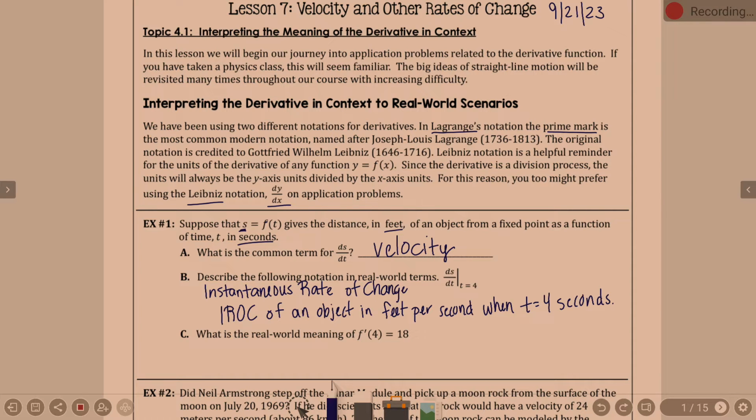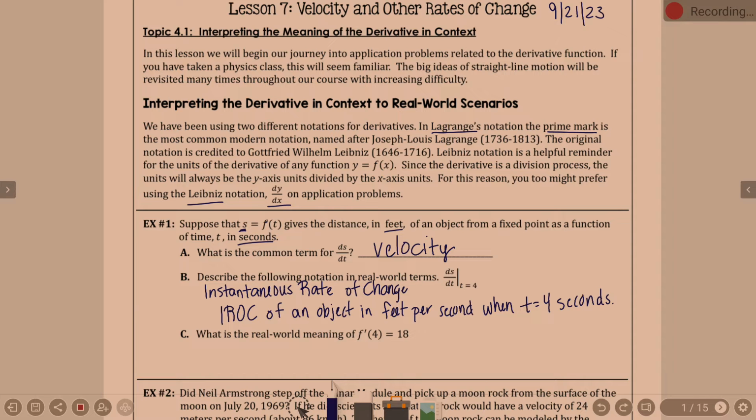Thoughts on the real world meaning of f prime of 4 equals 18? When time equals 4, the instantaneous rate of change, in feet per second, of an object is 18. So 18 feet per second. Okay, so when t equals 4 seconds, at time 4, yes? What do we know? It's going 18. You could say the instantaneous rate of change is 18.